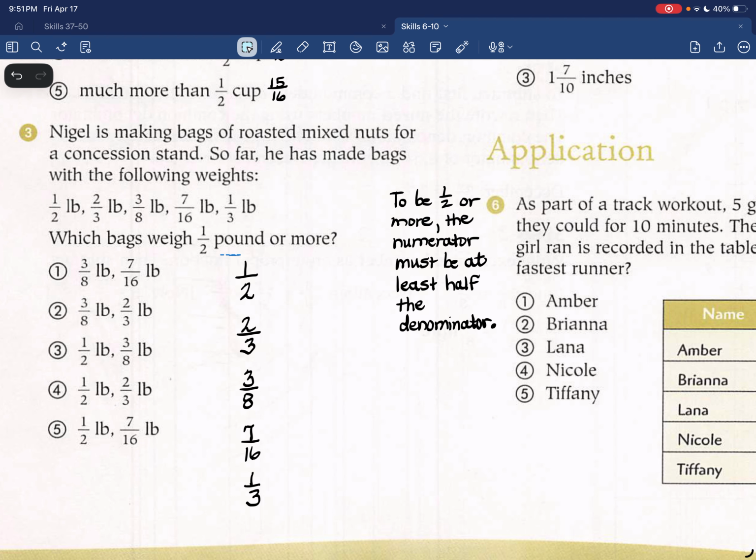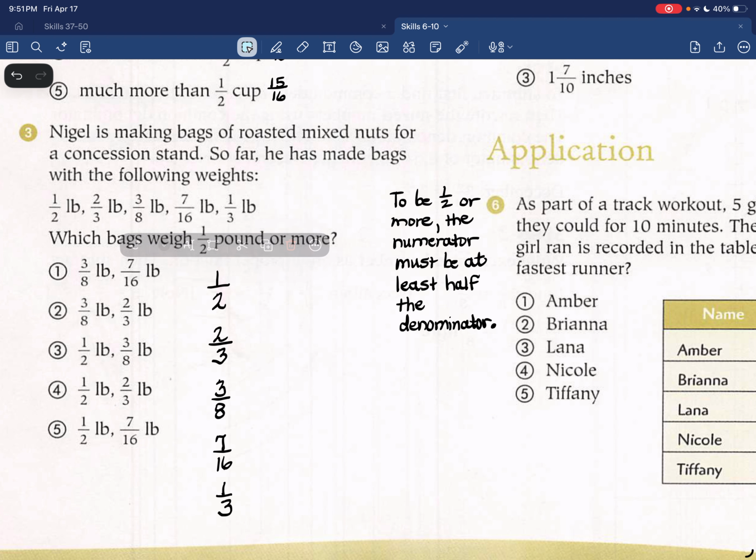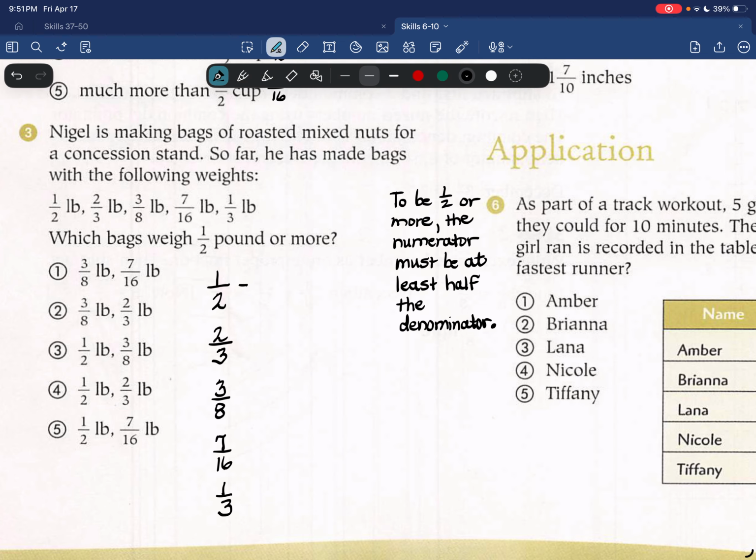All right, so let's apply this rule. The numerator here, 1/2, is exactly half the denominator. Half of 2 is 1. And that's why this fraction is 1/2. So this is a yes. It is 1/2 or more.